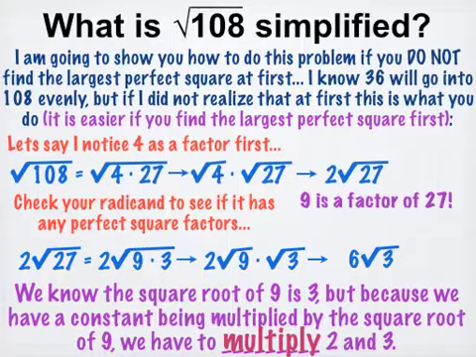So if you can always find the largest perfect square that is a factor of your radicand, that's going to be amazing and it's going to help you a lot. But if you don't find the largest perfect square factor, it's not the end of the world. You don't have to restart the problem completely. Just remember to multiply the square root of your perfect square times the number that's already there.